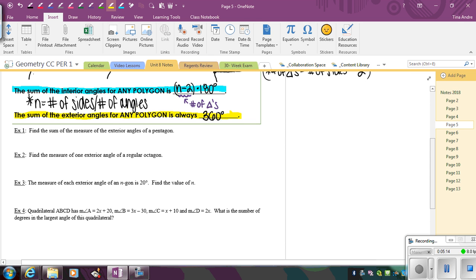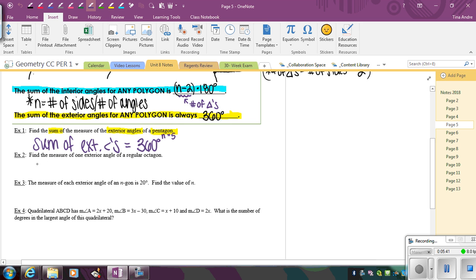So let's look at that. The first one here says the sum of the exterior angles of a pentagon. Those are my key words here. Pentagons have five sides, but if we're talking about exterior angles, the sum of exterior angles is always just going to be 360. So this question, 360, no calculation required.